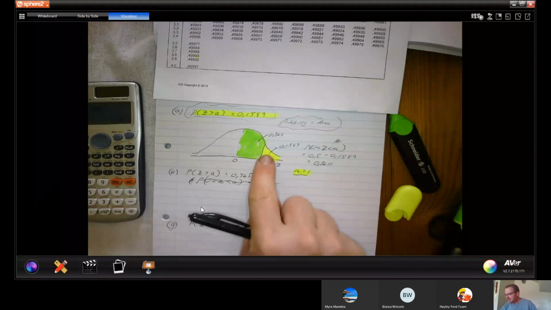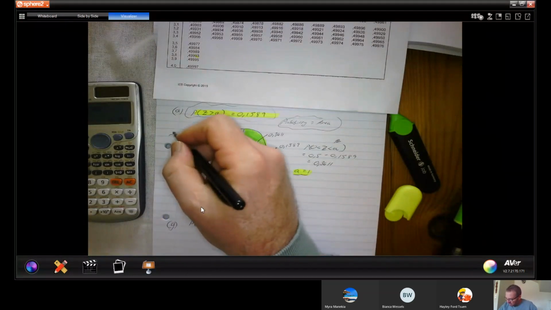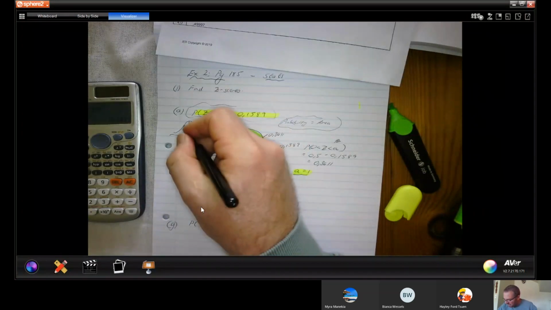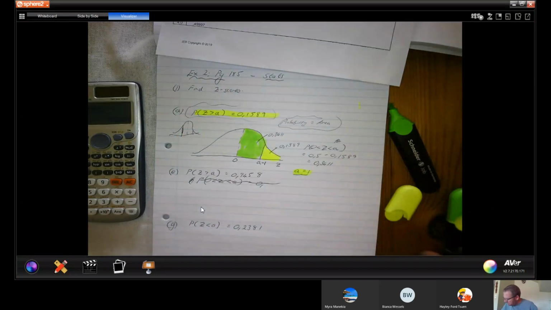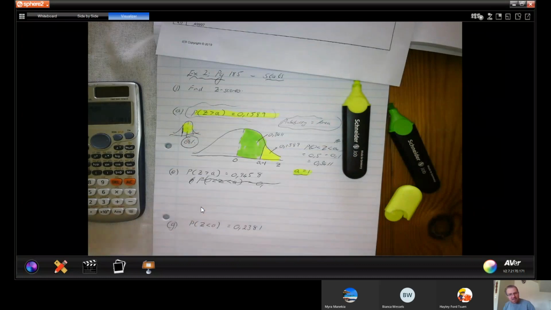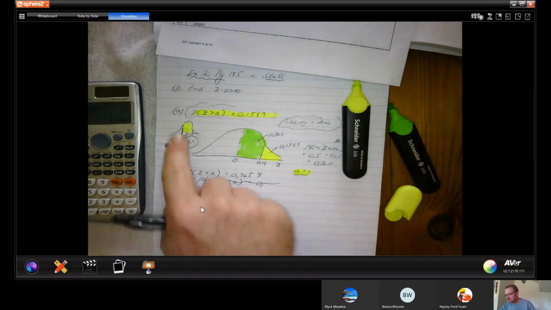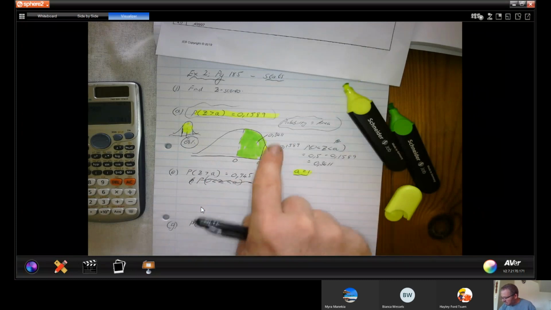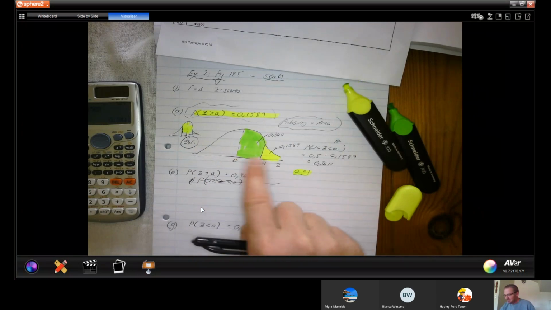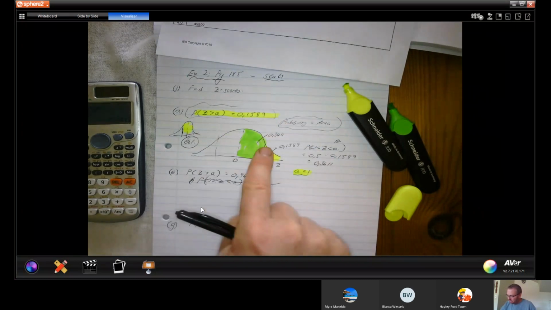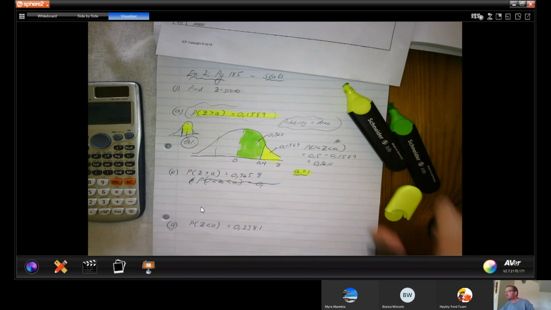Why? Because remember, right at the beginning, when we started normal distributions, we said that approximately 68% of data lies within 1 standard deviation of the mean. That was our 1 standard deviation interval. So if this area here in green is 34%, the symmetry means that the whole area within 1 standard deviation will be 68%. I don't know if that makes any sense.